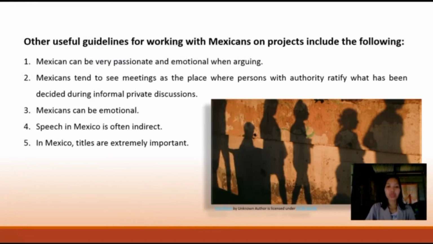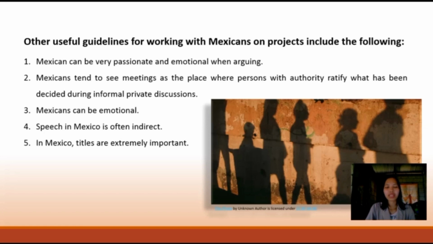Other useful guidelines for working with Mexicans on projects include the following. First, Americans tend to be impersonal and practical in making arguments. Mexicans can be very passionate and emotional when arguing. They enjoy a lively debate. Second, Mexicans tend to see meetings as the place where persons with authority ratify what has been decided during informal private discussions. Third, while Mexicans can be emotional, they tend to shy away from any sort of direct confrontation or criticism. A long silence often indicates displeasure or disagreement.